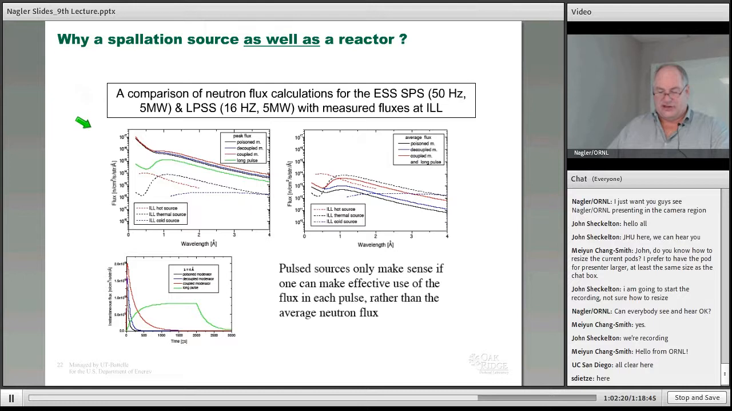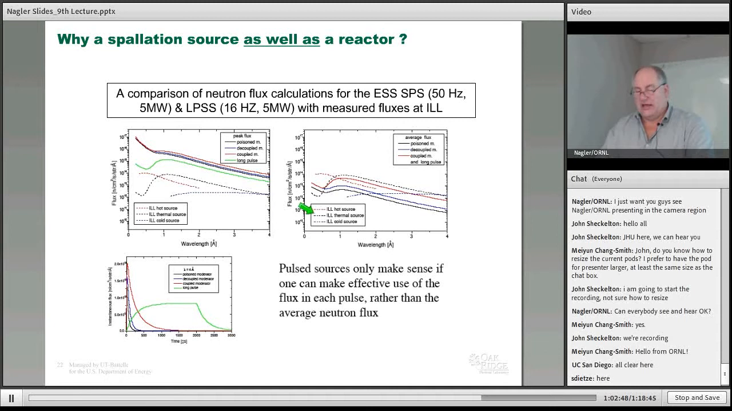Now, it's a little difficult to see this, but here you can see plots of the peak flux, and these are for various different moderators in different configurations of the ESS, which is proposed, and those are these solid lines. And you compare those to ILL, and given the fact that this is a logarithmic scale, you can see that the peak flux gain is absolutely enormous.